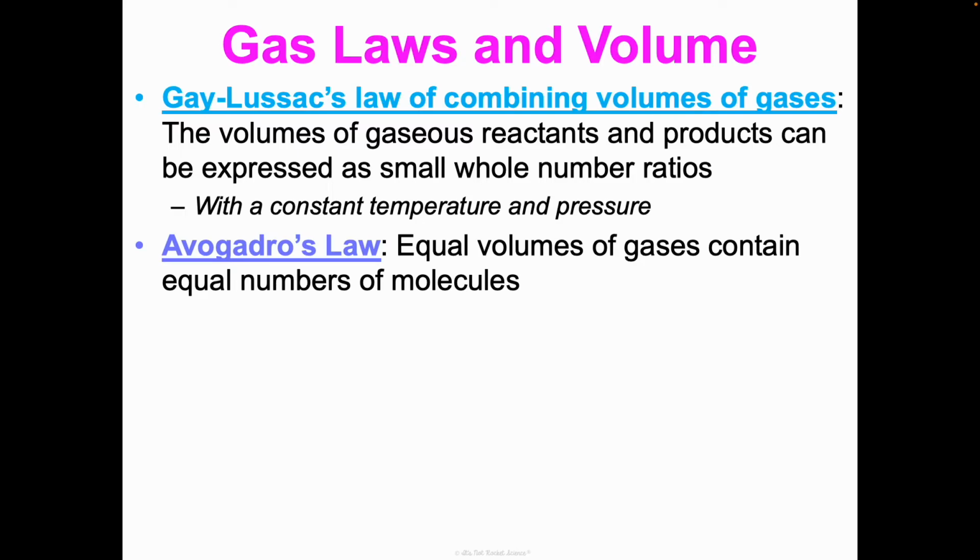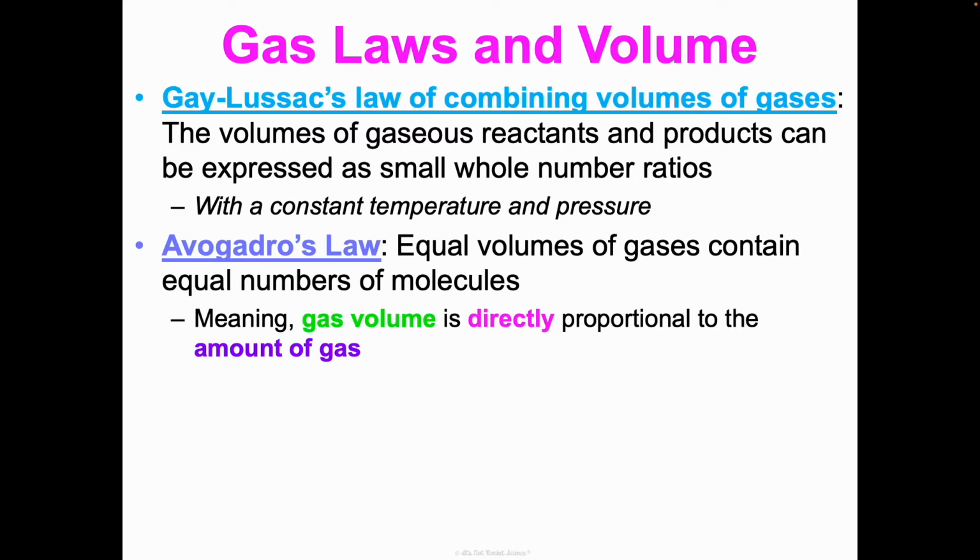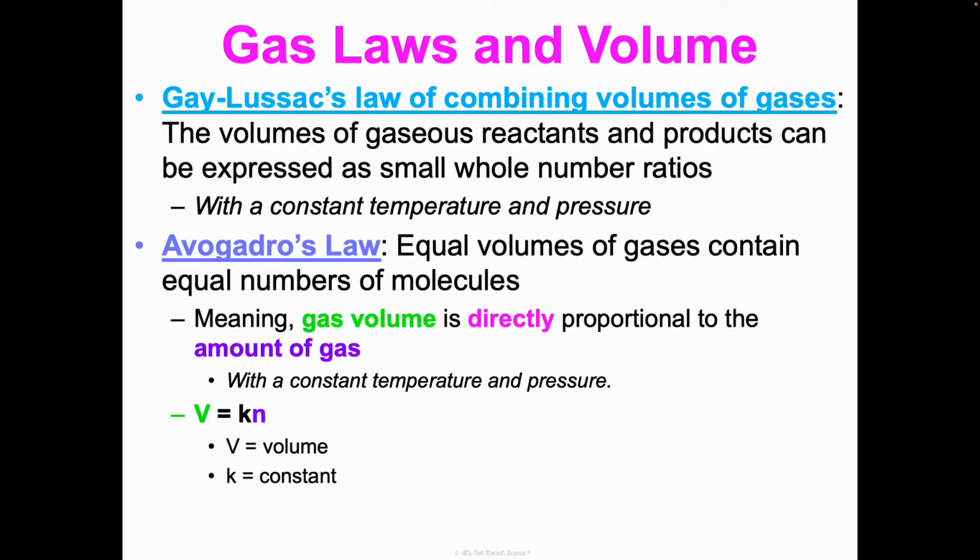So putting this all together, this means that gas volume is directly proportional to the amount of gas. The more gas you have, the greater the volume is going to be if your temperature and your pressure are constant. We can put this in an equation where V stands for volume, K is a constant, and n is the amount of gas in moles. I'm never going to have you do calculations with this though, but here's what I will have you do, and this is why this matters for our purposes.